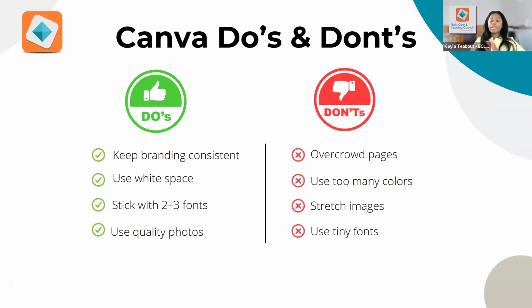So some Canva do's and don'ts. Keep your branding consistent. Use the same colors from your logo. Have a lot of white space, which helps with simplicity. Stick to 2 to 3 fonts and use quality photos. Typically Canva will suggest high quality photos, but sometimes you'll get the few and far between that come up a little pixelated if you resize them. So make sure you scroll in and that it's a nice quality photo. Don't overcrowd your pages. Don't use too many colors. Stretching your image can cause pixelation, and don't use tiny fonts, again, for accessibility issues.